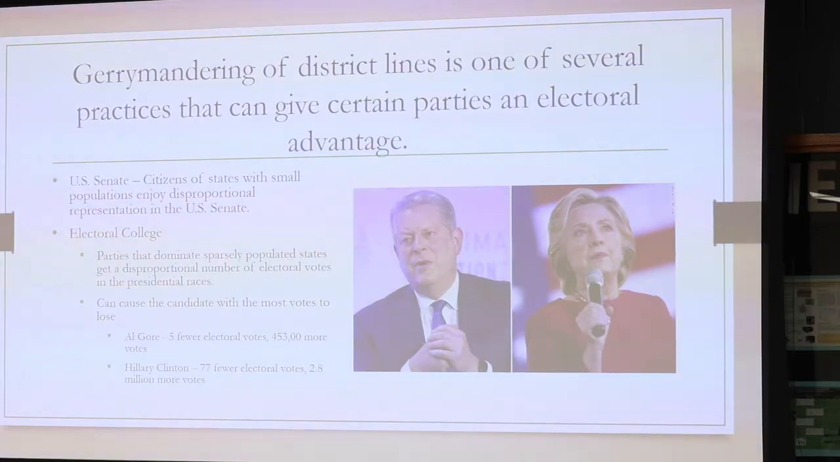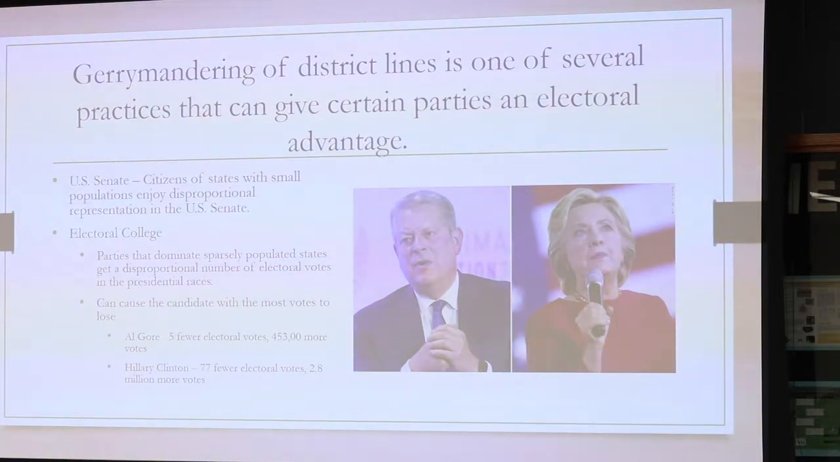And it was actually determined by a decision by the Florida Supreme Court as far as which candidate would get Florida's electoral votes, because the Florida election was so close. And then, of course, we saw a really extreme example in our most recent election, which I hope you all remember, in which Hillary Clinton garnered almost 3 million more votes than Donald Trump. But yet, look how many more electoral votes. Donald Trump got 77 more electoral votes than Hillary Clinton.